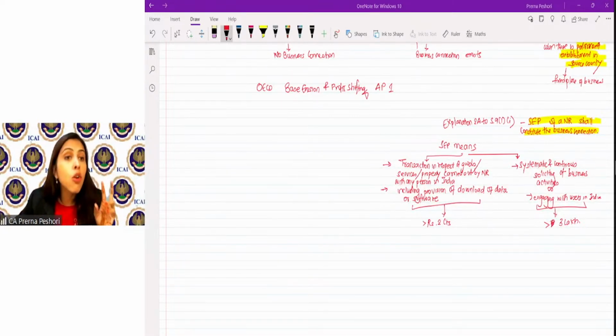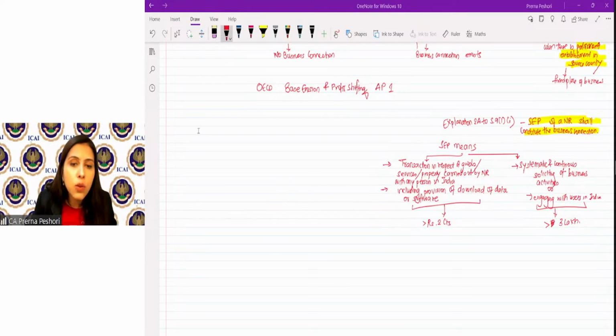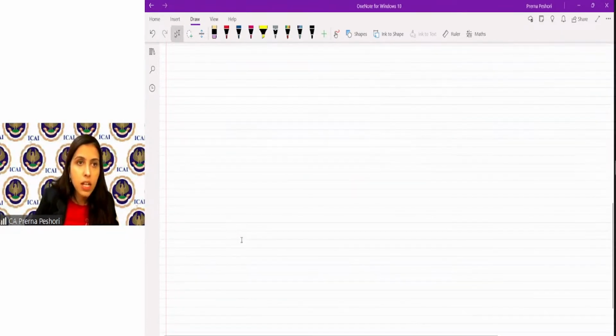So DTAA will not override the equalization levy. Yes, Namrata, DTAA will override the income tax law, but will not override the equalization levy. And that's why we have the equalization levy in place. So what is equalization levy?